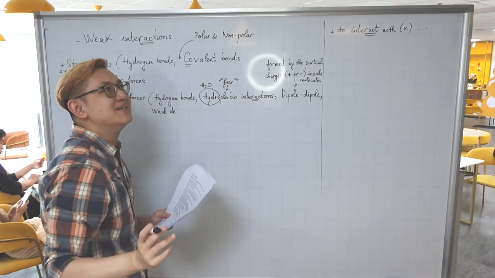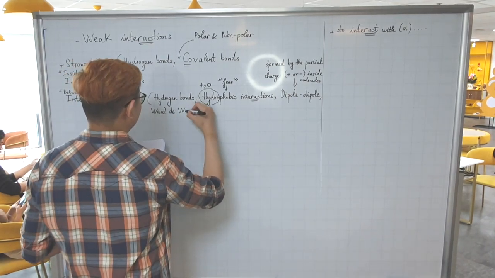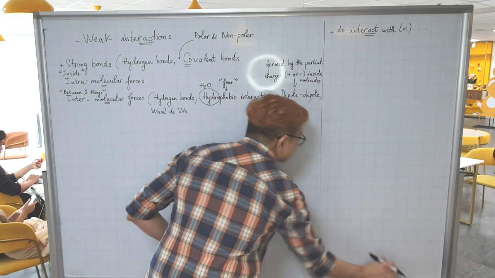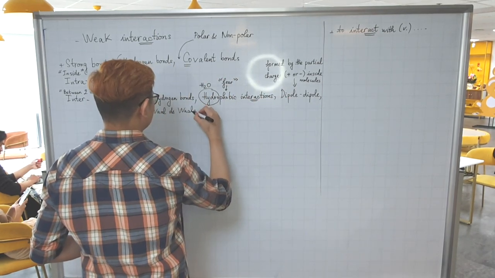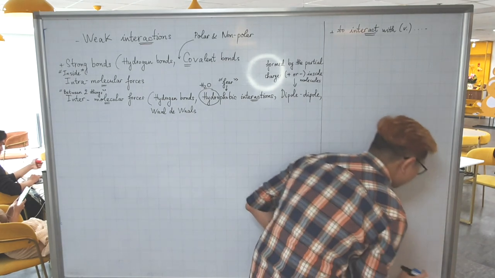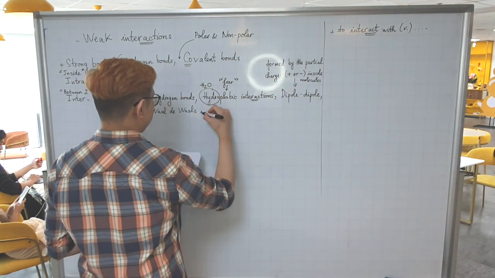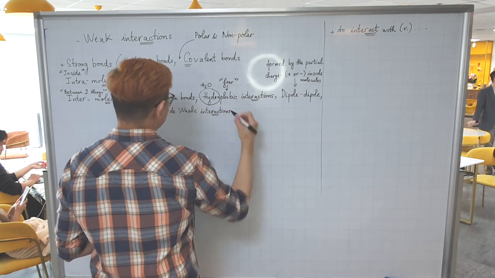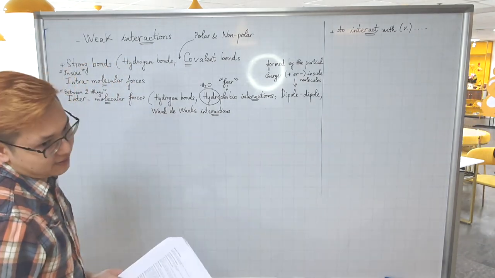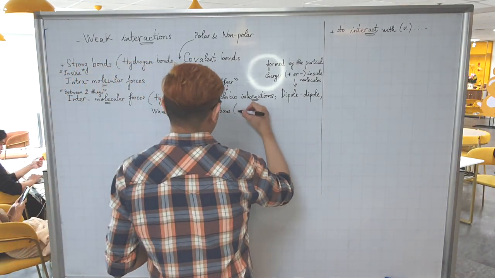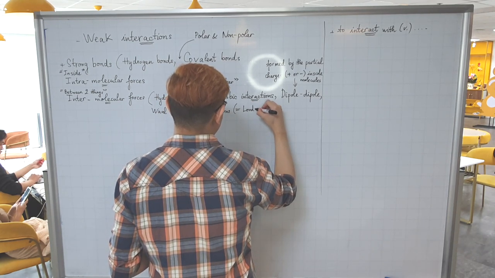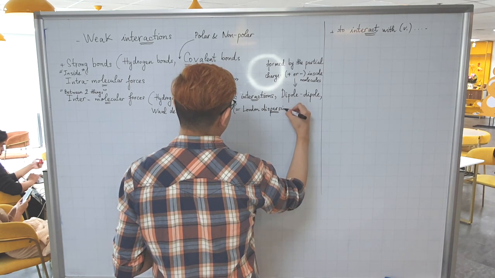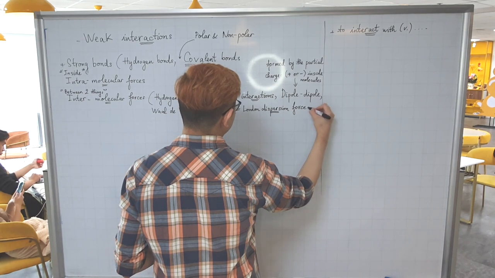I don't know exactly how to write the name of that guy, but van der Waals, let's see. I think it's pronounced like van der Waals interactions. Okay, you check it out, okay? Van der Waals interaction. Van der Waals is the weakest. And we also call them London dispersion force.